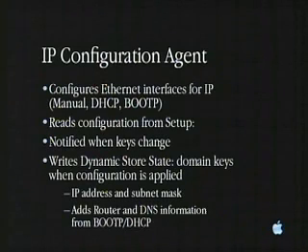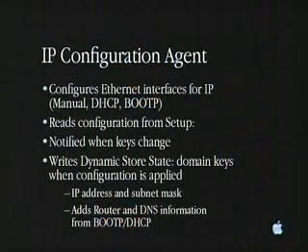So I'm going to talk about the next agent, which is the IP configuration agent. The IP configuration agent configures Ethernet devices for IP using manual, DHCP, and BOOTP. The way it works is it's triggered off of notifications out of setup. So anytime someone switches locations, it reads the configuration out of setup that the preferences monitor loaded and applies the configuration to the interface that's associated with the particular config.